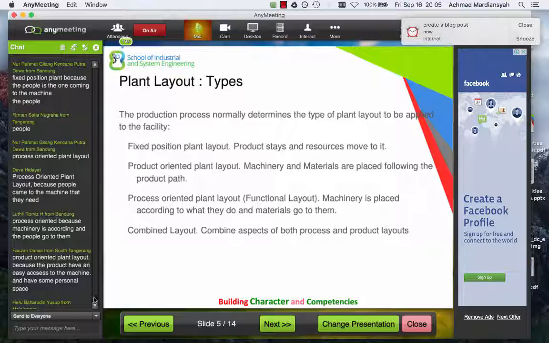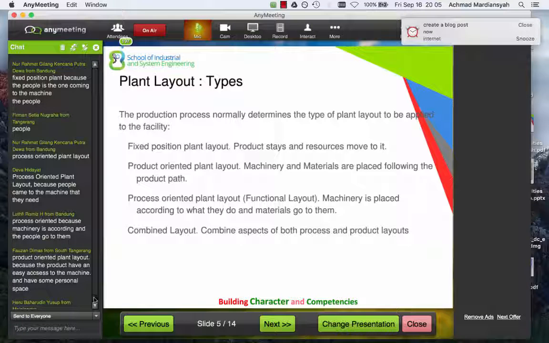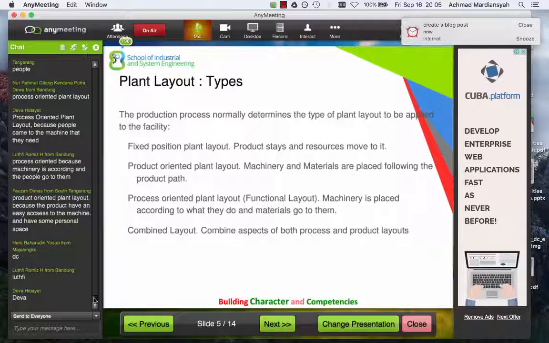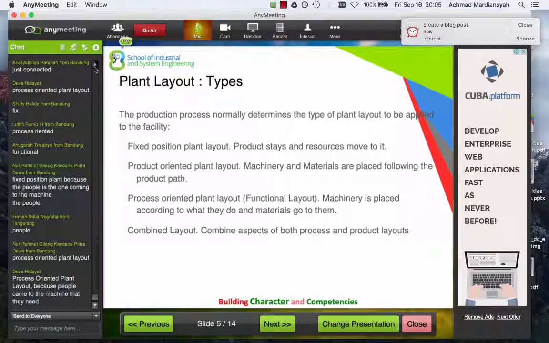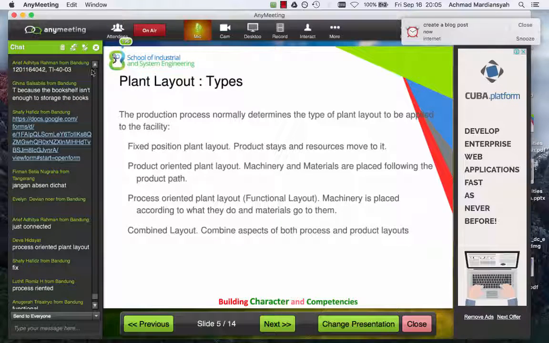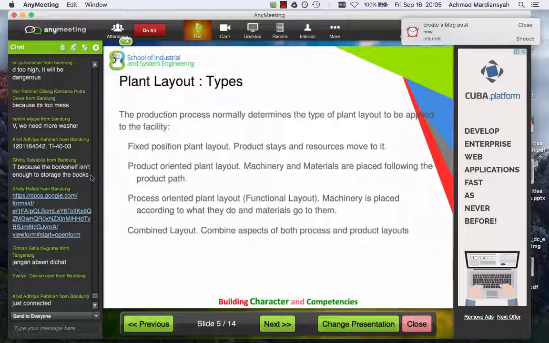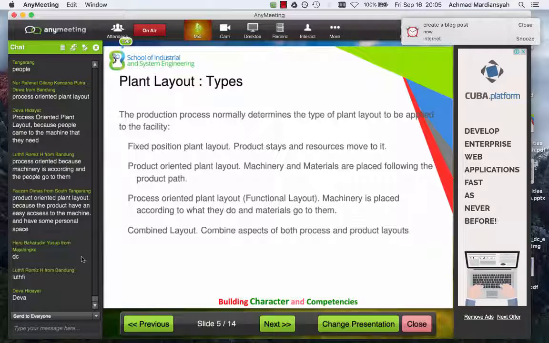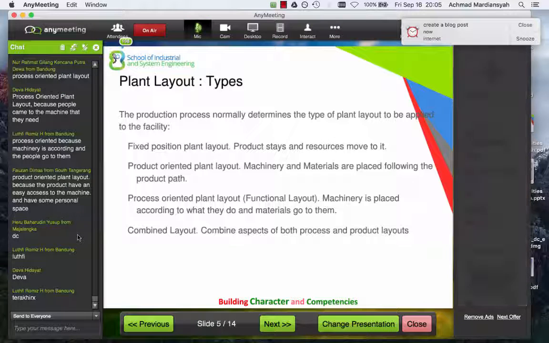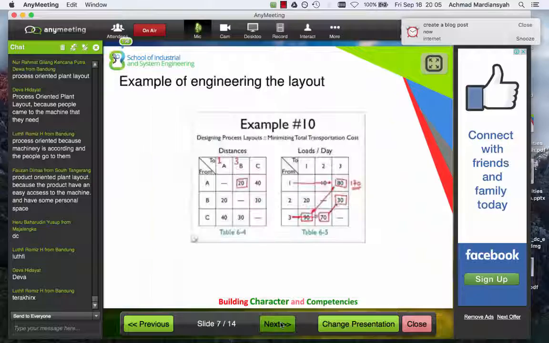Okay. Deva, yeah, Deva Hidayat. Okay, you get the Pertamax. Yeah. Okay, process oriented plant layout. Thank you very much. So yeah, you get the Pertamax. You just go to the gas station, then ask for the Pertamax. You just go to the gas station and then get the Pertamax. Okay, thank you. So thank you very much.